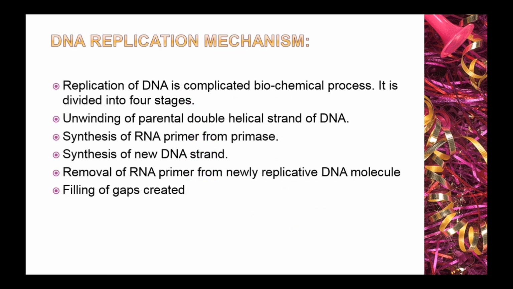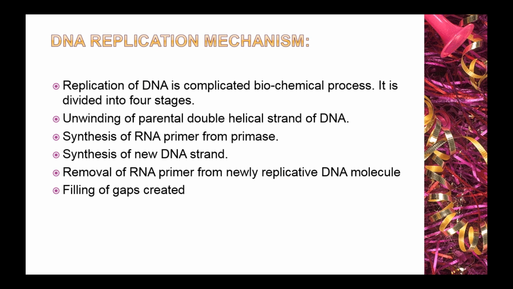Here I have a short summary about the mechanism of DNA replication. Firstly, as you know, we have a parental molecule of DNA. First we need to separate both the strands of the DNA molecule. For that we need a helicase. Helicase will separate both the strands. Okay, unwinding of the parental helical strand of the DNA is performed by helicase. It will unwind both the strands of the DNA parental molecule, so that we may get template strands.